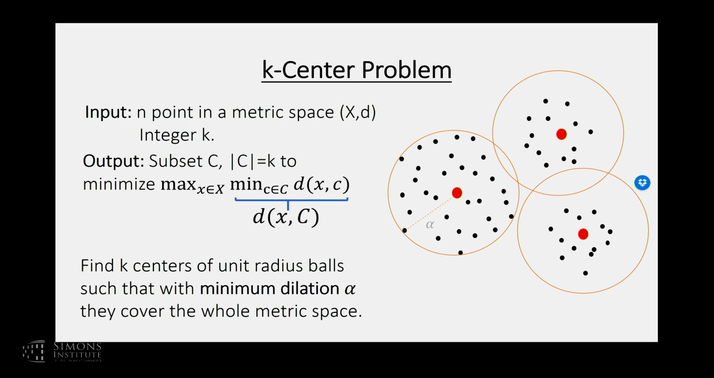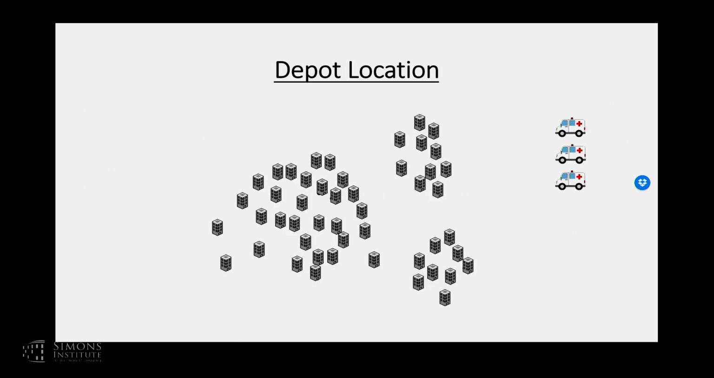So why is this problem interesting? Here's a very important application. I have a city, and I have ambulances, maybe 3 ambulances, and I want to figure out where to put depots for these ambulances so that every house in the city is as close to an ambulance as possible. The ambulance can reach the worst-off person as soon as possible.